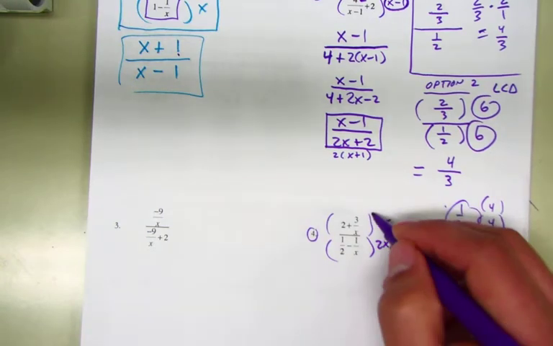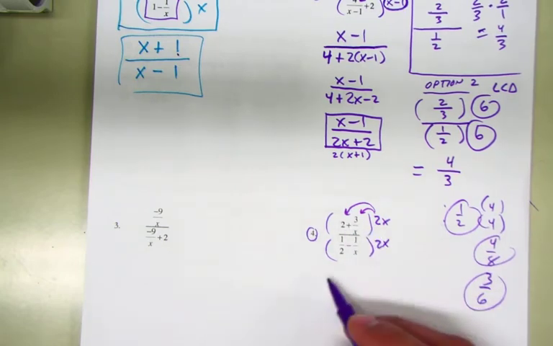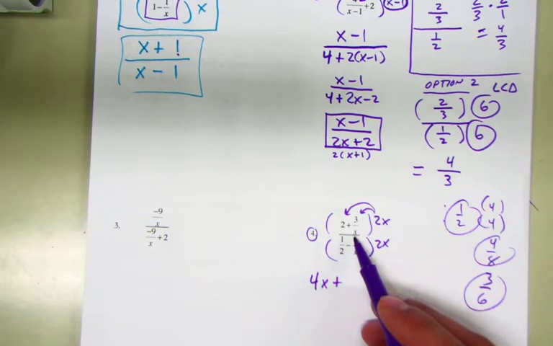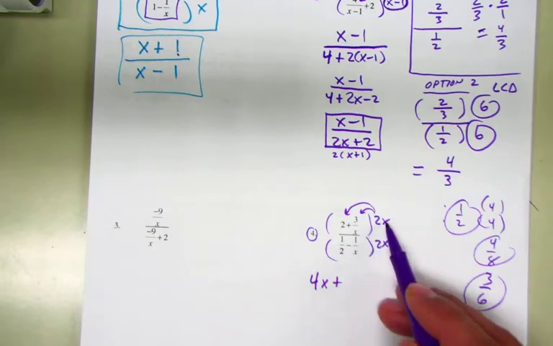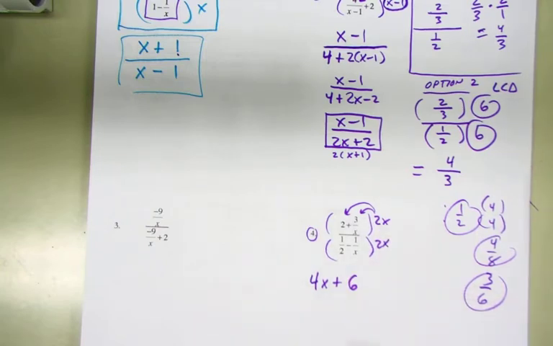Okay? So now again, try to visualize what's going on here. What's 2 times 2x? 4x. Plus, this x will cancel with the x there. So what's left to multiply? 3 and 2 is 6. Good. It's a little tricky at first, but once you do a couple of these, it's not too bad.